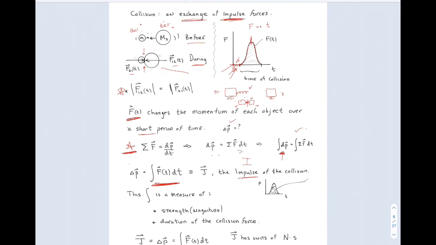Some books use I for impulse. We're not going to use I because in one of the next chapters we're going to use capital I for something else. So a lot of books use capital J. Our book uses capital J for impulse.